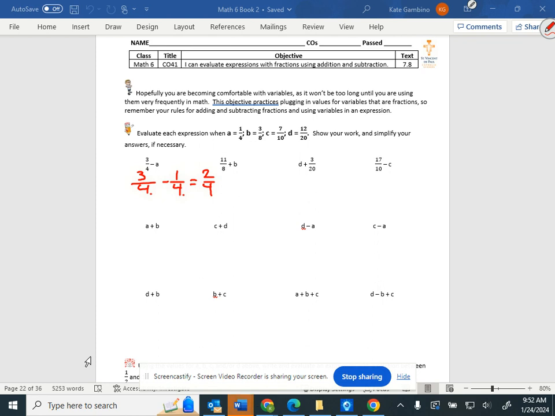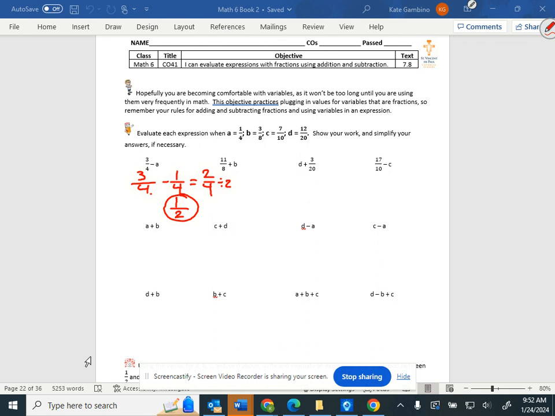2/4. Am I done? Why am I not done, Connor? I have to simplify. What can I divide out of 2/4? Or what can I divide out of 2 that I can divide out of 4? Hannah Mae. I can divide a 2 out. 2 divided by 2 is 1. 4 divided by 2 is 2. That is as simple as I can get. My final answer is 1/2.